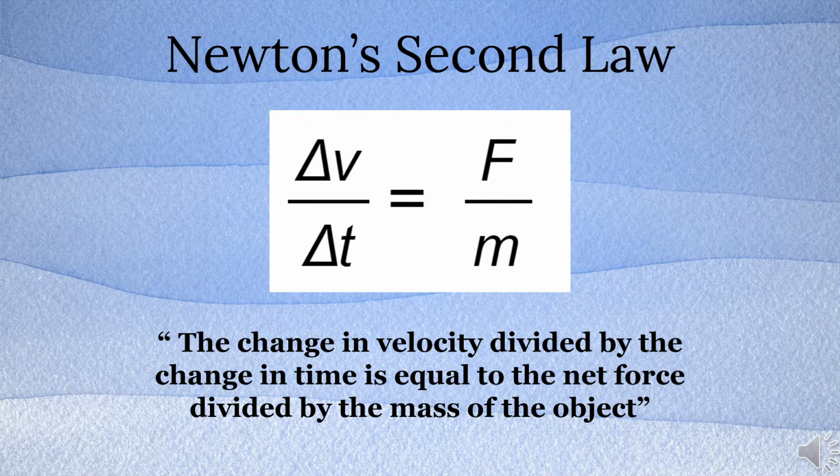Just like last week, the main physics idea was Newton's second law, which is given by the equation and definition below. The formula of Newton's second law is delta v divided by delta t equals F divided by m. In words, this translates to the change in velocity divided by the change in time is equal to the net force divided by the mass of this object.